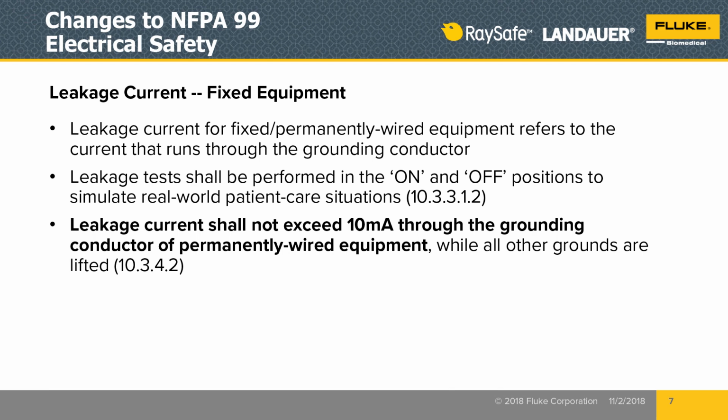The important point to note here that is sometimes overlooked is that the grounds are mandated to be lifted on your fixed installed equipment. Otherwise, if you don't have a ground lifted, you're not going to see all the leakage current through your test equipment. Some of it's still going to be going back through that ground. So to get the real worst case leakage, you have to be able to lift the ground on that fixed equipment.